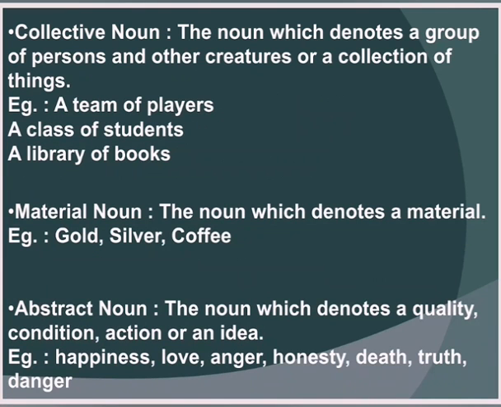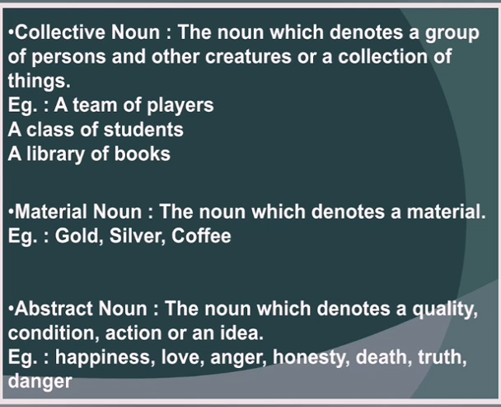Next is collective noun. The noun which denotes a group of persons or other creatures or a collection of things is called a collective noun. That means something in collection. It's not one individual, it's a collection, it's a group: a team of players, a class of students, a library of books.